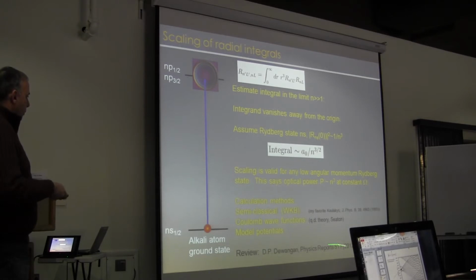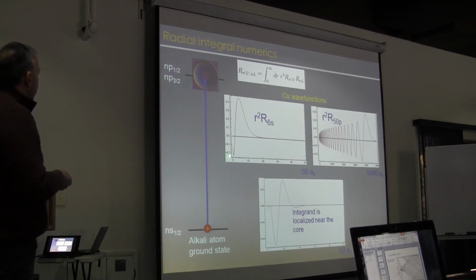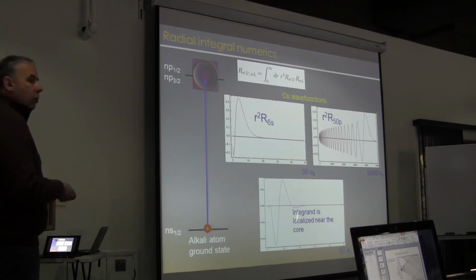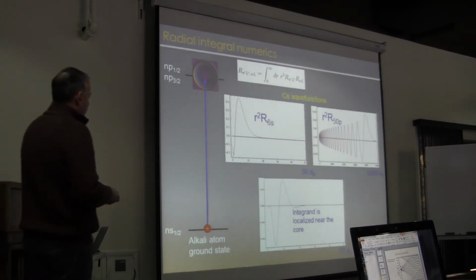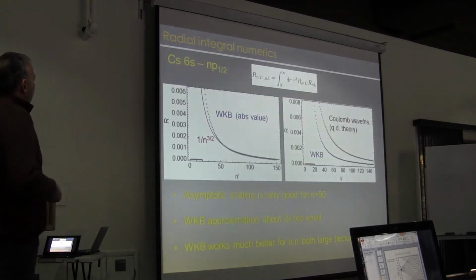And you can find a very extensive review of different methods that have been used in this Physics Reports article from a couple of years ago. So let's actually look at some of these wave functions. Here's, say, a cesium ground state wave function calculated from quantum defect theory. Here's a 50p wave function, of course much further out away from the nucleus. The product of these is what enters into the integral, and that integrand is, of course, localized near the core. So we only need to be concerned about the product of these two wave functions close in to the core.